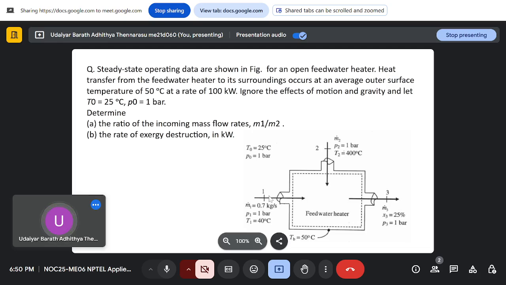So moving on, steady state operating data is shown in the figure for an open feed water heater. Heat transfer from the feed water heater to its surroundings occurs at an average outer surface temperature of 50 degrees Celsius at a rate of 100 kilowatts.